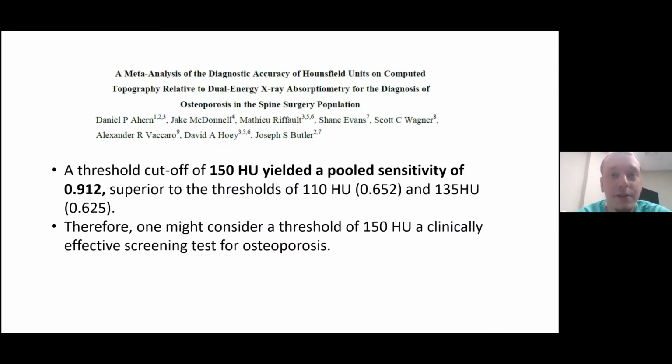Here's a meta-analysis published this year in the Spine Journal, which looked at the diagnostic accuracy of Hounsfield units in patients that were undergoing spine surgery. They came up with a threshold cutoff of 150 Hounsfield units for pooled sensitivity of close to 91%. So therefore, they suggest that a threshold of 150 is a clinically effective screening tool for osteoporosis.